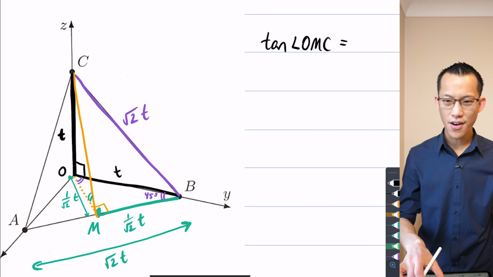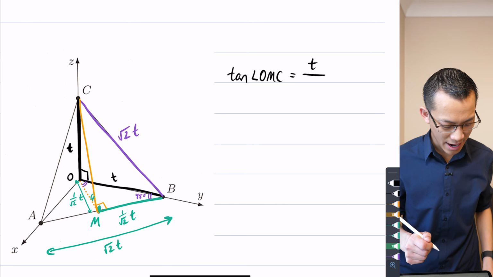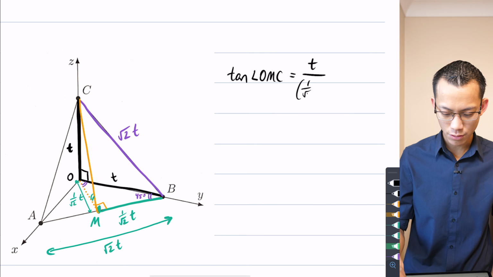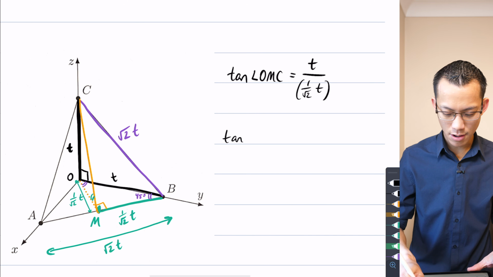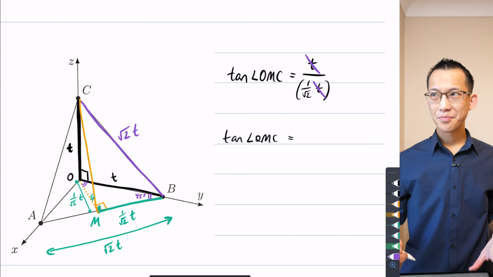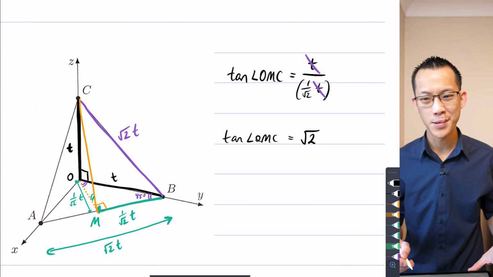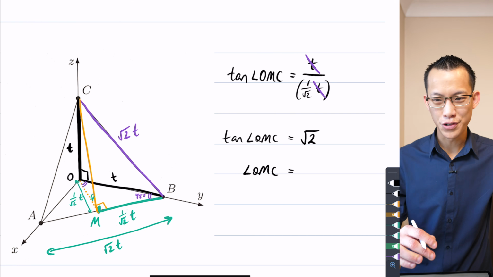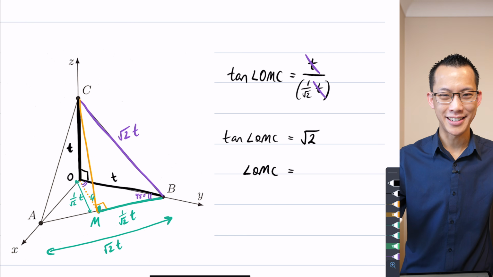It's going to be opposite on adjacent, right? So the opposite side is T, and the adjacent side is going to be 1 on root 2 T. So I've got 1 on root 2 T, like so. So I'm going to have tan of OMC being, have a look here, my T's will cancel. I've got 1 over 1 on root 2, so that looks to me like root 2. And if you go ahead and pop in tan inverse of root 2, what do you find? What do you get? And I want to go ahead and post in the chat what they've already rounded.